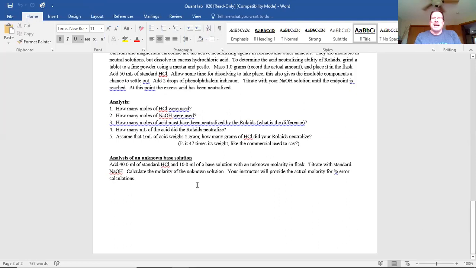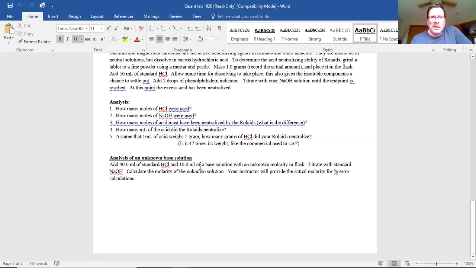Analysis of the unknown base solution is almost exactly the same as what you see here. Your first 2 steps are going to be how many moles of hydrochloric acid were used. So again, we know the volume from the procedure. We use 40 milliliters of the hydrochloric acid. So you know the volume and you know the molarity, so you can find the moles.